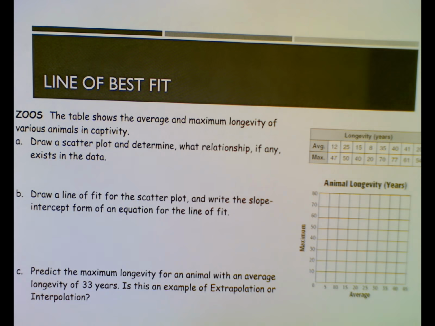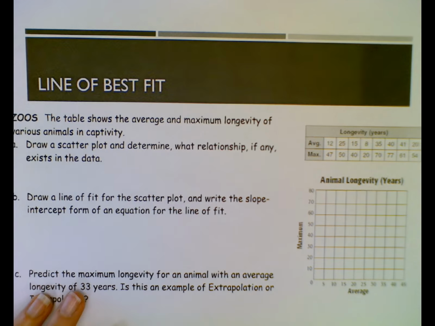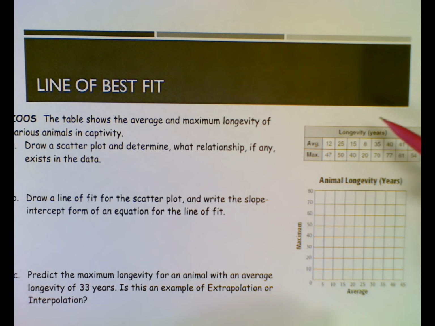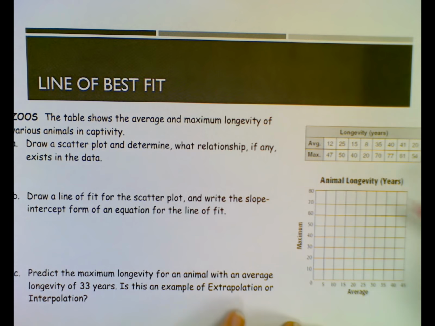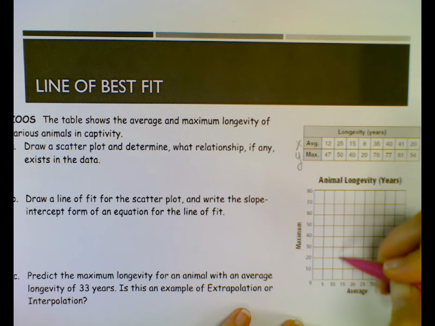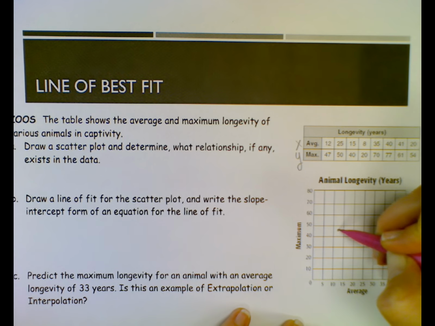All right, last but not least, we have line of best fit. Here I see I have a table of values, and it says to first draw a scatter plot and determine what relationship, if any. So just a real quick sketch here. Here's my average, that's my x. This is my y. 12, that's about halfway there, and we're just going to do a rough estimate. It doesn't have to be absolutely perfect.